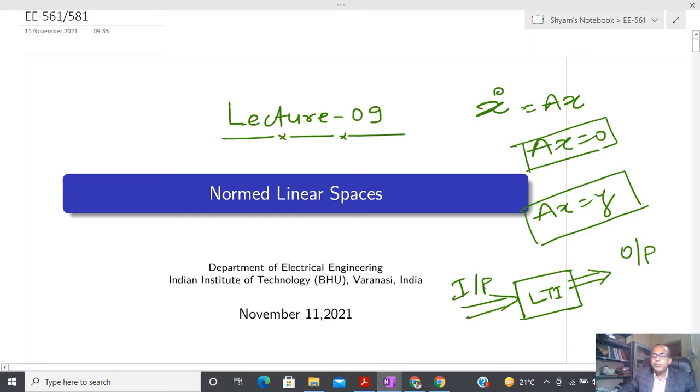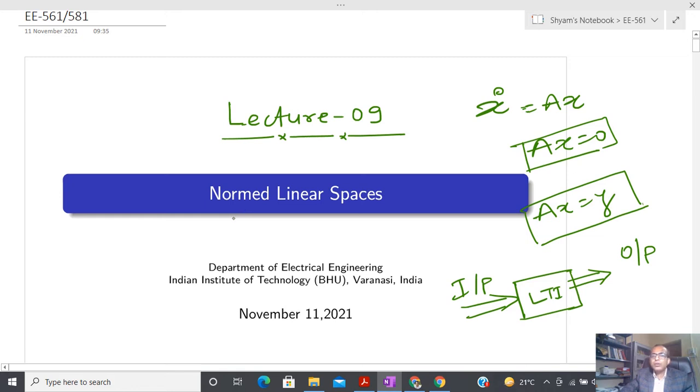Suppose now the input is converging towards zero, then I expect that if the system is stable, the output also converges towards zero. But that kind of notion I don't have inside the vector space. Due to that reason, in order to add the notion of convergence or limit, or the notion of continuity, in higher dimensional space, I need one more notion that is called norm. And it is possible to show that norm is nothing but a generalization of distance.